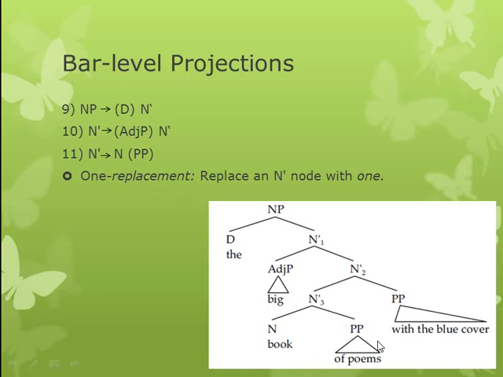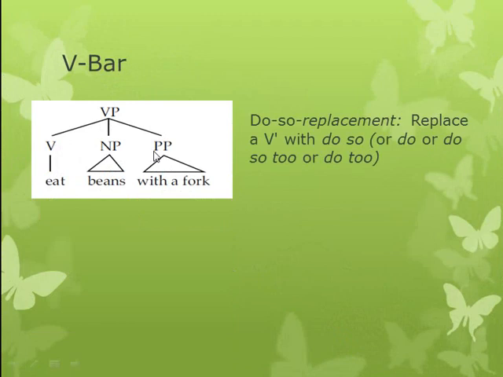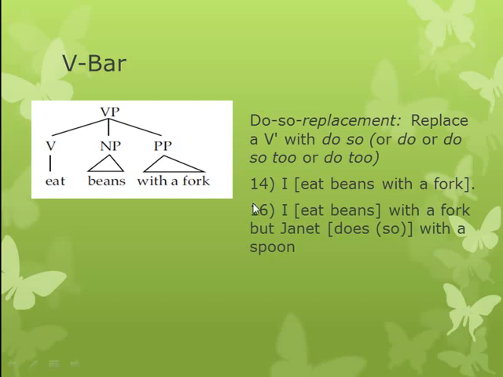Okay, so noun and a prepositional phrase. From the, okay, let's go to V bar first. In the past we discussed V bar, the verb phrase, as divided into verb and then noun phrase and then prepositional phrase. But now you can do so replacement. Like I eat beans with a fork, but Janet does so with a spoon. So does so can replace eat beans.